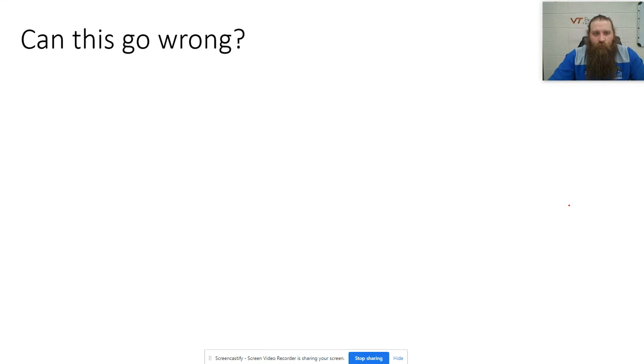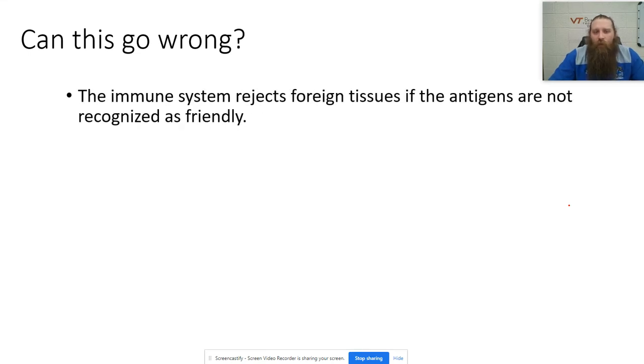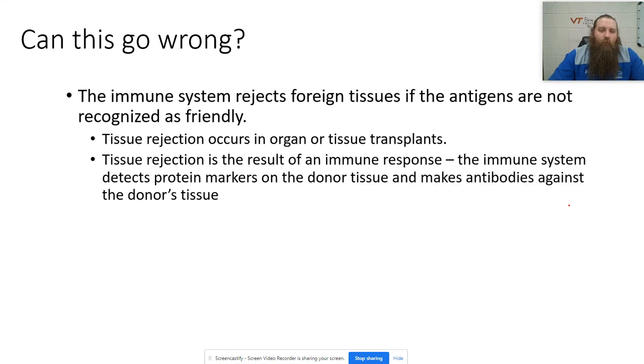Now, there can be some issues with this. Sometimes you put something in your body that's not supposed to be there on purpose, something like an organ transplant. If you have the wrong antigens on the surface of those transplant cells, then you'll have what's called tissue rejection. Tissue rejection is when your immune system detects those proteins on that donor tissue and makes antibodies against it, and your immune system starts to attack that healthy organ that you've tried to donate into the body.